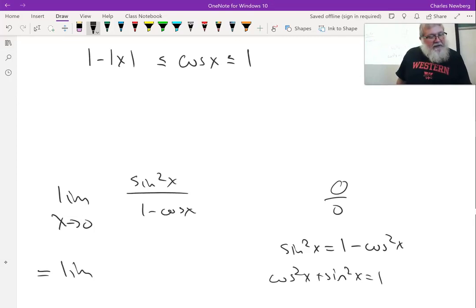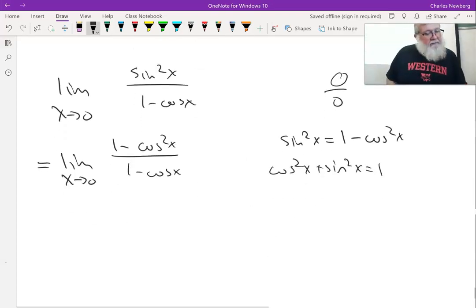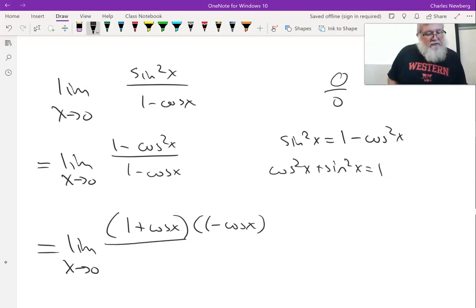This becomes the limit as x approaches 0 of 1 minus cosine squared x over 1 minus cosine x. Ooh, is this the difference of squares? It is, right? And the difference of squares factors. So let's factor that numerator. That's going to be the limit as x approaches 0 of 1 plus cosine x times 1 minus cosine x, over 1 minus cosine x.